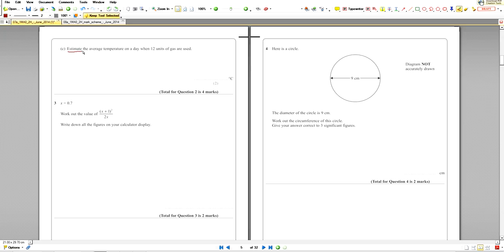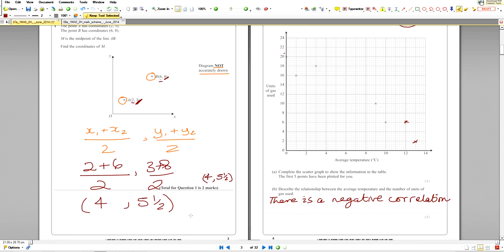Okay, estimate the average temperature on a day when 12 units of gas are used. Now, in order for us to do this part of the question, let's go back up. We need to draw a line of best fit. A line of best fit is an average line that goes through as many data points as possible and has as many data points above as below. Now, let's do that.